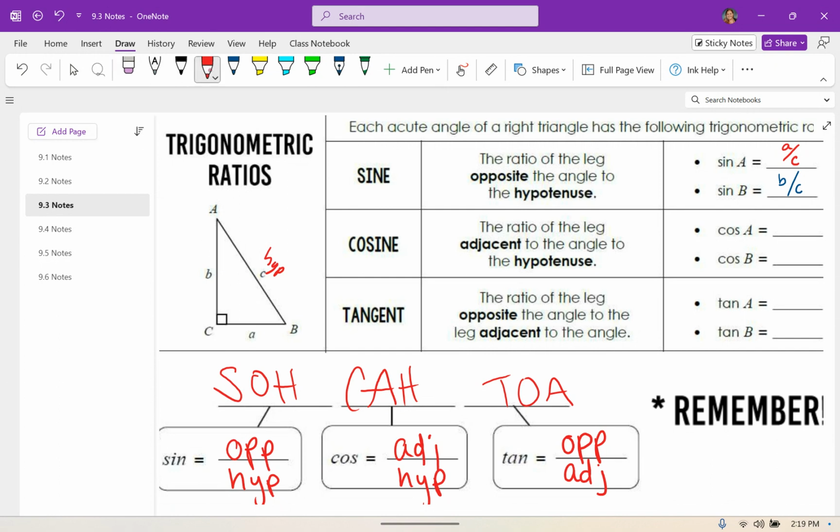So cosine of A, so from angle A, B is adjacent over hypotenuse. But what about from angle B? Oops, I didn't mean to erase the hypotenuse. So from angle B, adjacent would be A over hypotenuse.